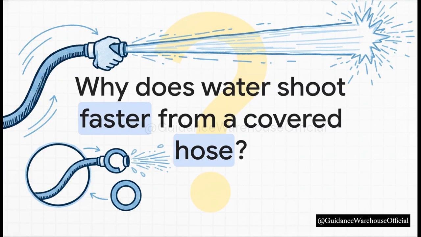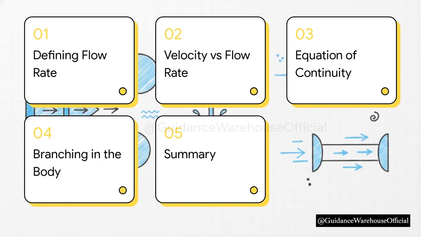But why does that actually happen? I mean, you didn't add more water into the hose, and you definitely didn't turn up the tap to increase the pressure. So why exactly does water shoot so much faster when you just cover half the hose? By the end of this explainer, you're going to understand the exact concept, the formula behind it, and how to apply it in real life.